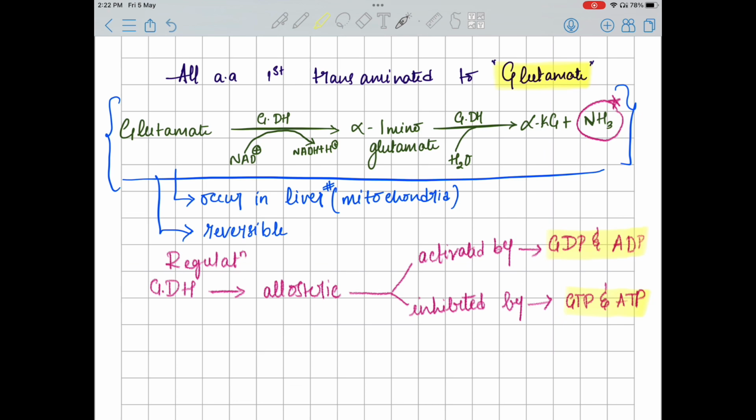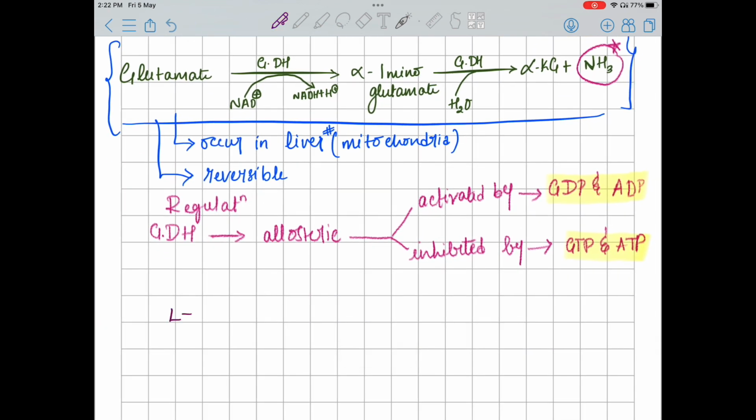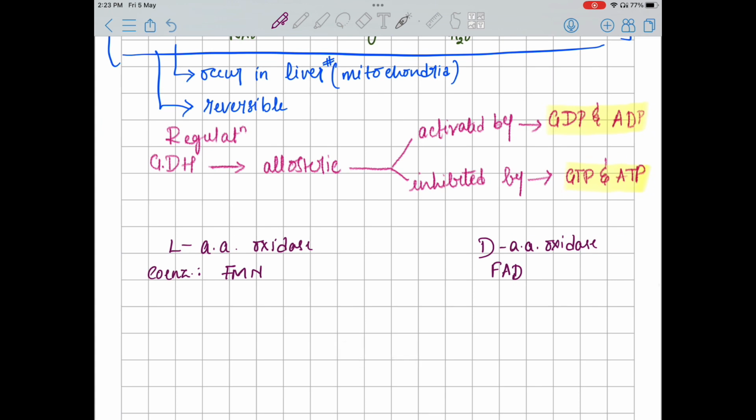Now after regulation of this enzyme, we look at two oxidases which are present in our body, L-amino acid oxidases and D-amino acid oxidases. In L-amino acid oxidases, the coenzyme is FMN, flavin mononucleotide, and for D-amino acid oxidases it is FAD, that is flavin adenine dinucleotide. The L-amino acid oxidase acts on all amino acids except for hydroxy amino acids, as we saw with the example of serine and threonine, and dicarboxylic amino acids.